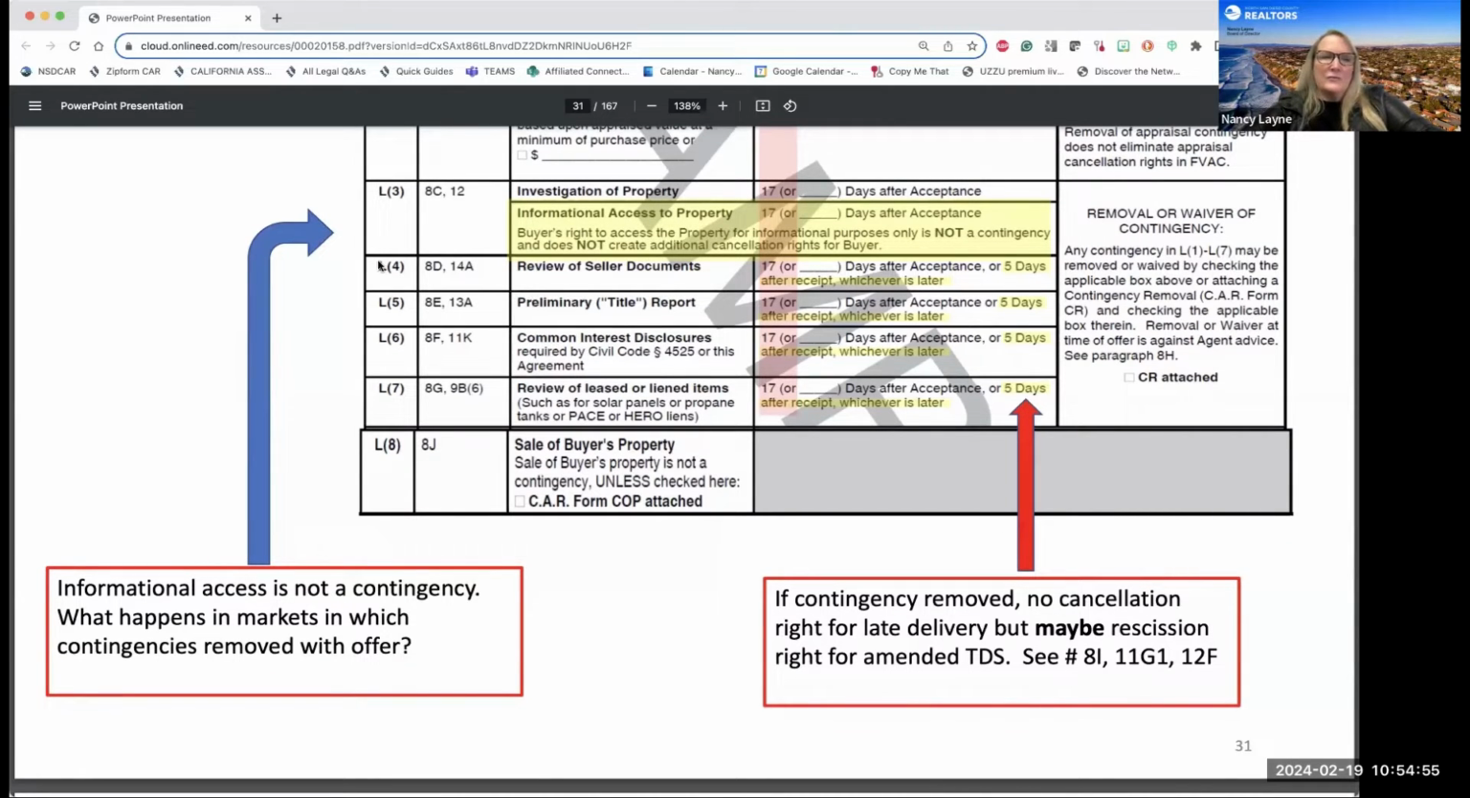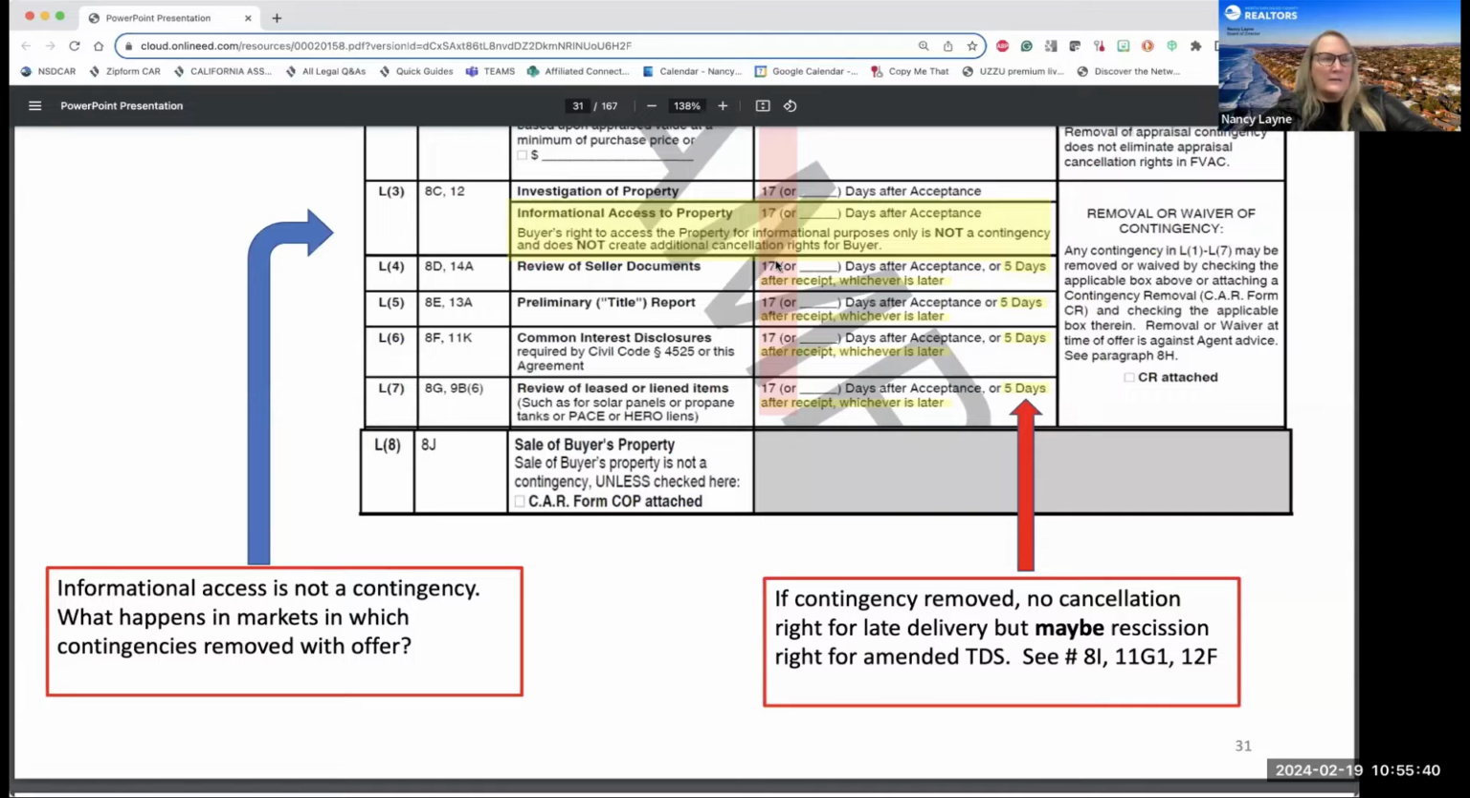Now, these contingencies from 4, 5, 6, 7, all of them say they're all 17 days or 5 days after receipt, whichever is later. So if, for example, the seller doesn't give his TDS, SPQ, or title report, the HOA docs, or information on their solar until 14 days after acceptance, the buyer has 5 days from that date to review that information. So that would give them 19 days. So as a seller, you want to make sure that you deliver all of that information as quickly as possible so that you have this timeline to stick to.